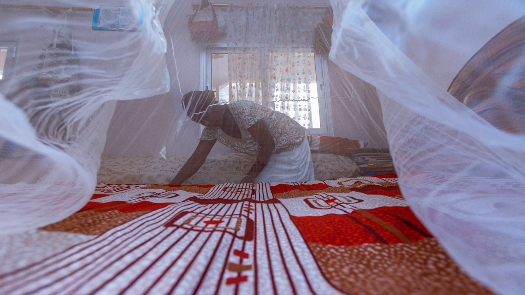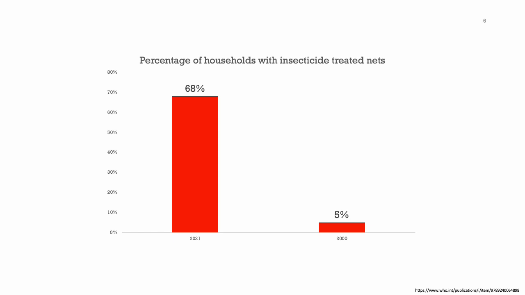This is an example of malaria prevention. So these are mosquito nets that hang over beds so that it can prevent people being bitten when they're sleeping. And this is the percentage of households with insecticide-treated nets in Sub-Saharan Africa. So in 2021, we see that 68% of households had at least one net, up from just 5% in 2000. So they've made a lot of progress.